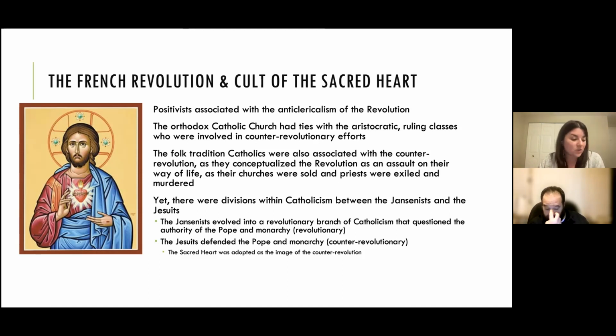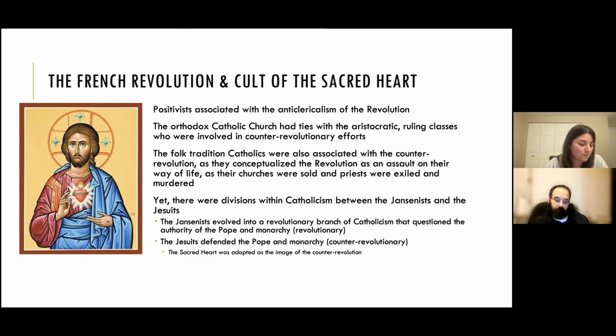Vandenberg also talks about the Sacred Heart in relation to William Harvey's discovery of the heart's physiological functions in 1628, which ultimately reduces the heart to a pump. And shortly after, King Charles is executed. But really, the Sacred Heart is, again, adopted as the image of the counter-revolution associated with the monarchy and the Jesuits.